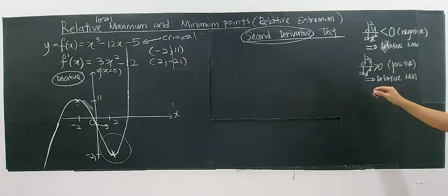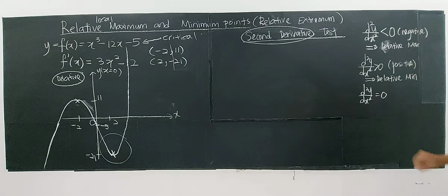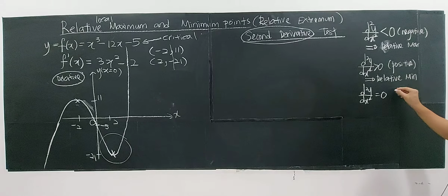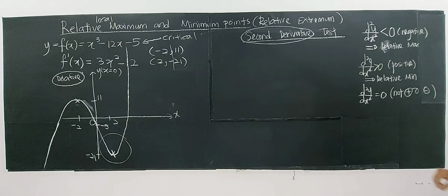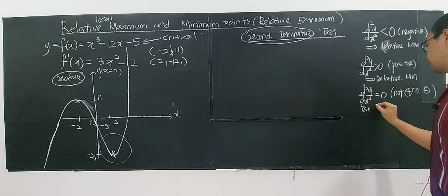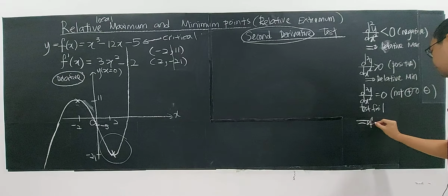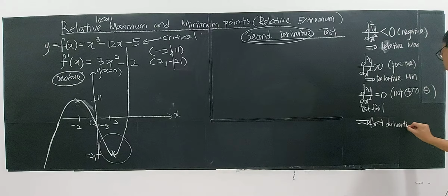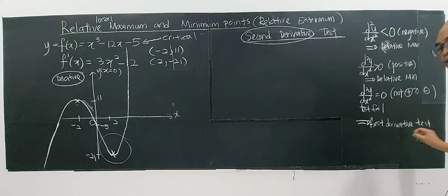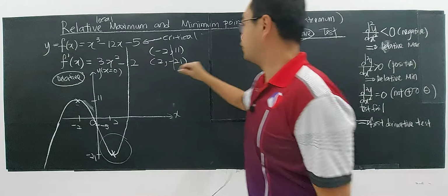If the test equals 0, which means it shows neither positive nor negative, then we say the test failed. If the test failed, it's better to go back to the first derivative test. So the first derivative test is much more powerful compared to the second derivative test. But the second derivative test is easier.